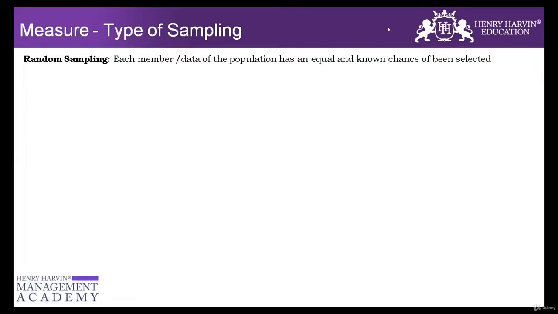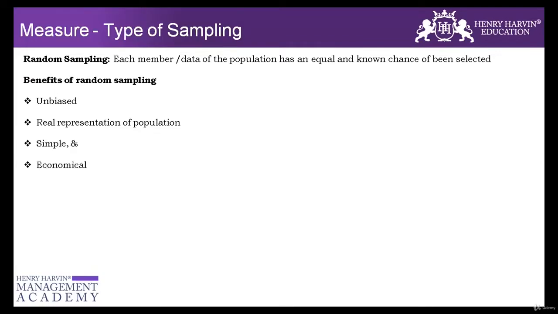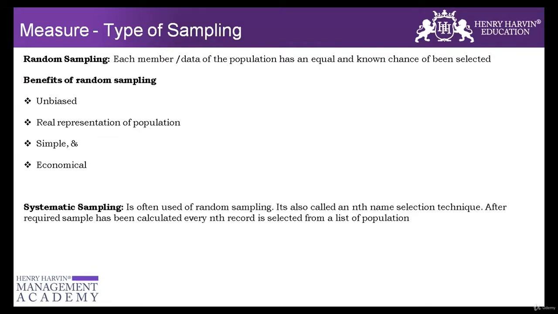Random sampling is done in such a way that each and every sample in a given population has an equal chance of getting picked. No matter whether it is for one particular region, one particular product, one particular team, everything can be looked at. So that is called random sampling. Some of the benefits of random sampling: it's very unbiased because we are not giving any sort of consideration to any group. It is a real representation of the population. It is very simple and economical, but it is not very viable because of a possibility.